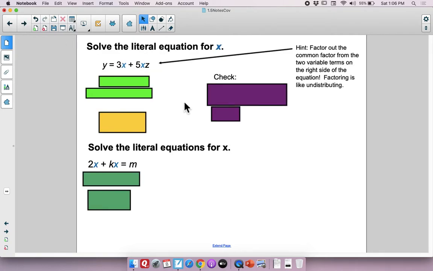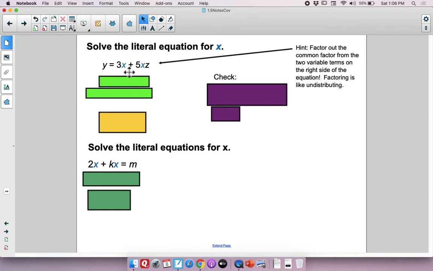All right. This one's a little trickier. Notice I've given you a hint here. I said factor out the common factor from the two variable terms on the right side of the equation. Factoring is like undistributing. You remember when you distribute, you basically are getting rid of parentheses. If you're factoring, you may be creating parentheses. So watch what we do here.